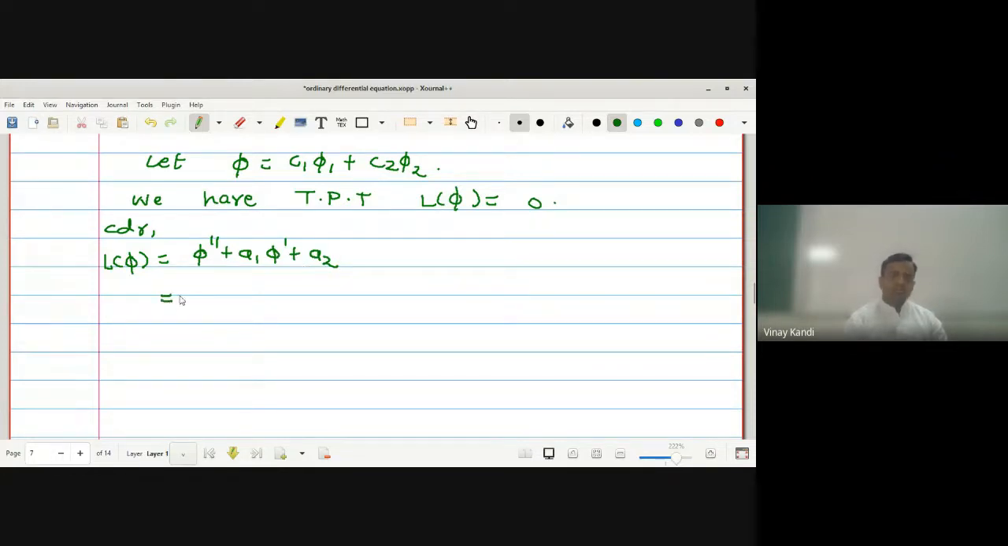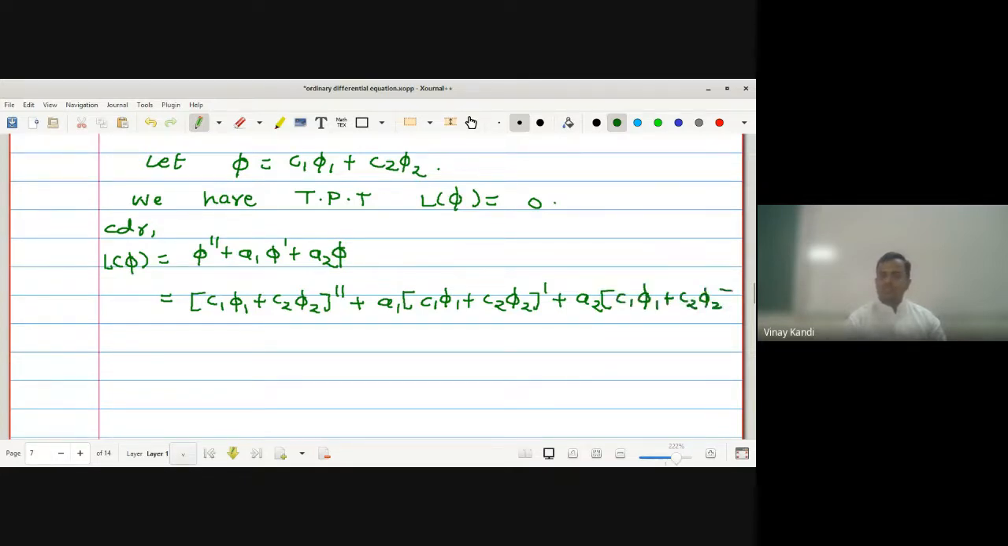Which is nothing but, what is the value of phi? c1 phi 1 plus c2 phi 2, double dash, plus a1 times bracket c1 phi 1 plus c2 phi 2 bracket dash, plus a2 times c1 phi 1 plus c2 phi 2. Which is equal to c1 phi 1 double dash plus c2 phi 2 double dash plus a1 c1 phi 1 dash plus a1 c2 phi 2 dash plus a2 c1 phi 1 plus a2 c2 phi 2.